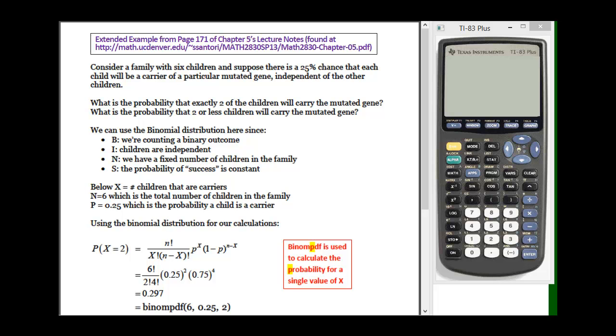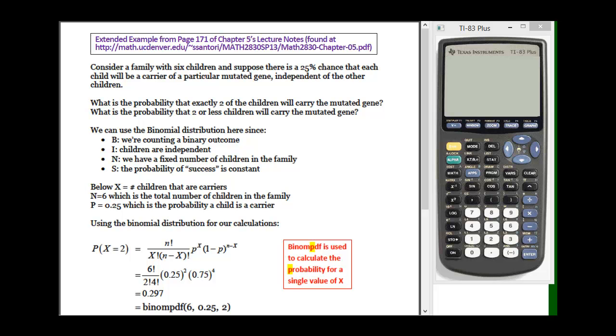So this video is going to build off the example that we did in Chapter 5 notes on page 171, and it will show you how to use your calculator to compute binomial probabilities. So in this example, we had 6 children in a family, and we were assuming there was a 25% chance that a child could be a carrier of a particular mutation.